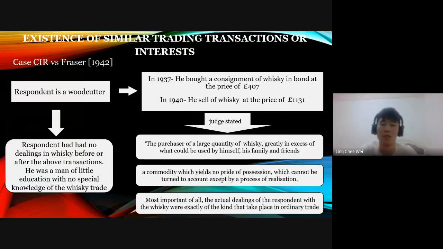And the most important of all, the actual dealing of the respondent with the whiskey were exactly of the kind that take place in ordinary trade. So which means that he buys and sells the whiskey just like an ordinary trade.